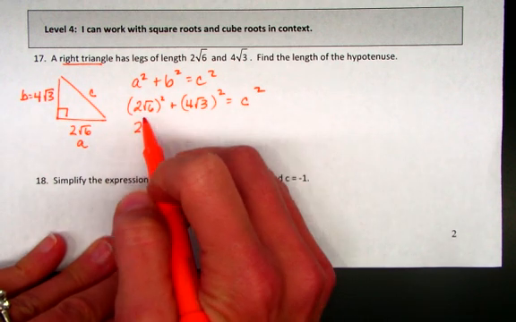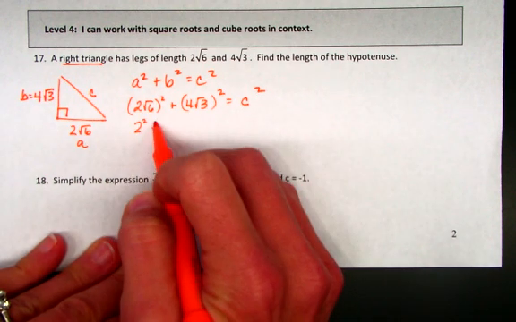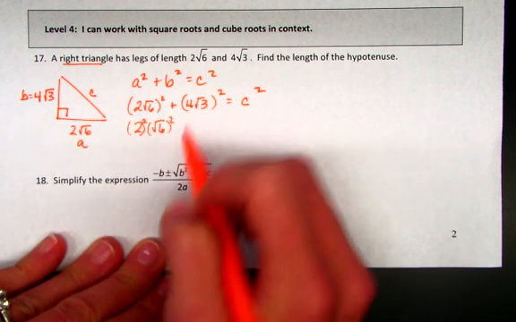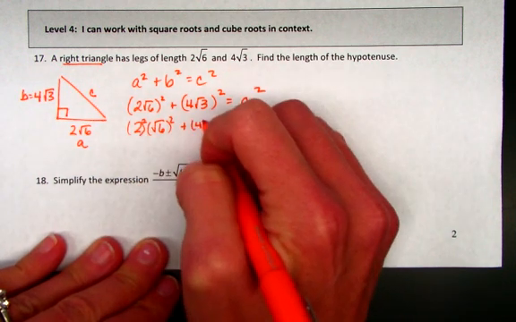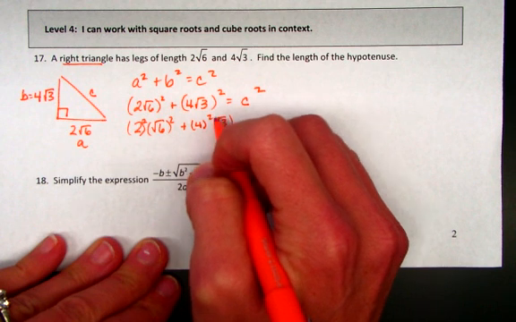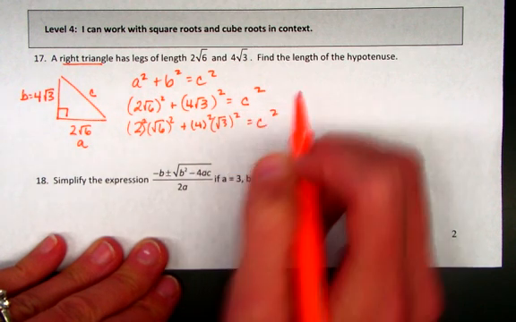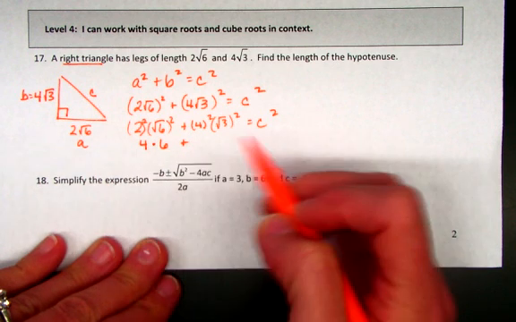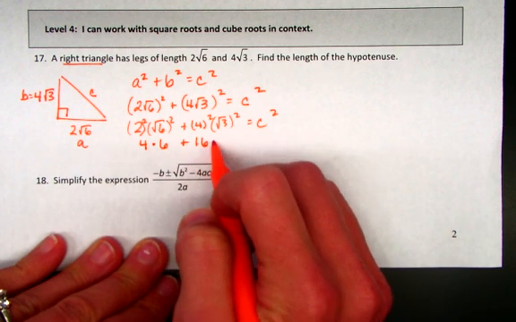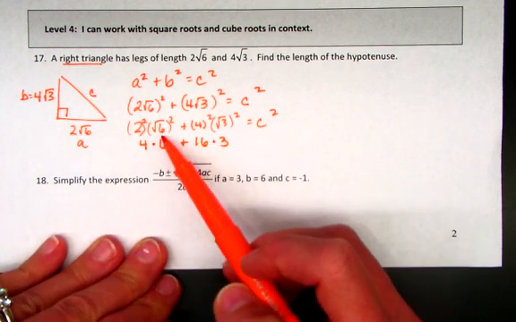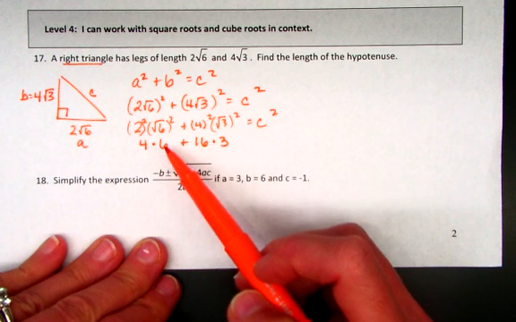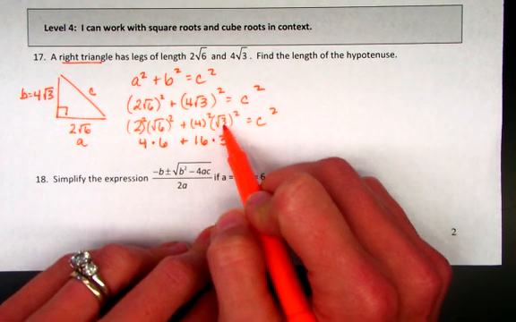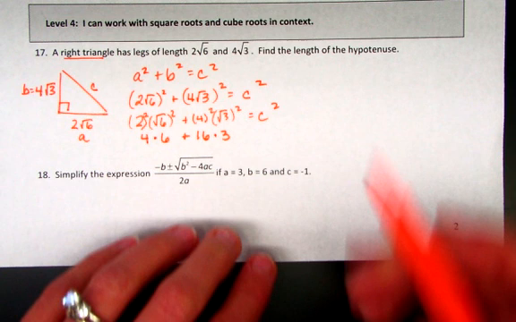So this is really 2 squared and then root 6 squared. So both numbers need to be squared. And this is 4 squared and root 3 squared. So we get 4 times 6 plus 16 times 3. Remember, when you square a perfect root, you get the number underneath the radical sign. So that's why the root 3 and the root 6 become 6 and 3.